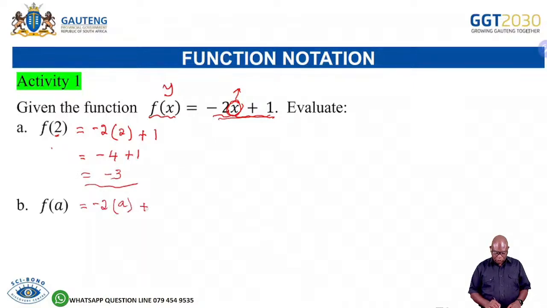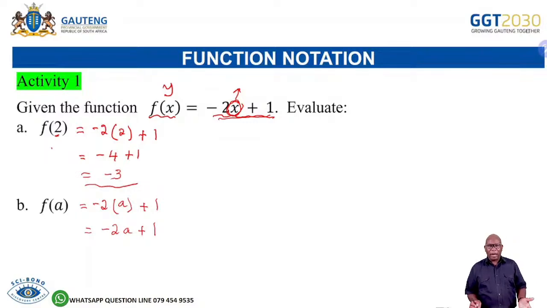Minus plus 1, sorry. Then the answer that I'm going to get there will be negative 2a plus 1. Can I add the 2? No. Reason? Unlike terms. Minus 2a plus 1 will remain minus 2a plus 1. So my final answer will be minus 2a plus 1. Right.